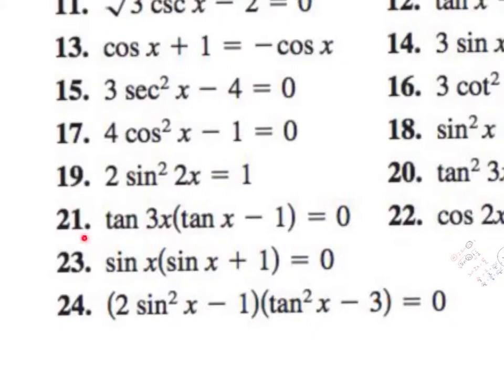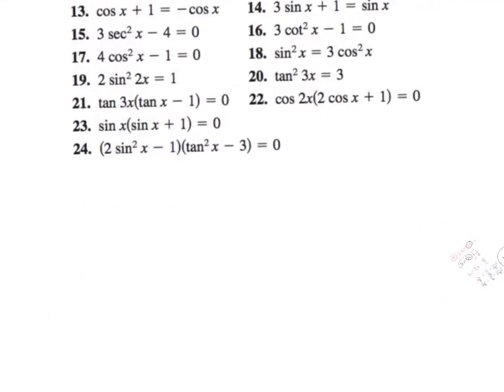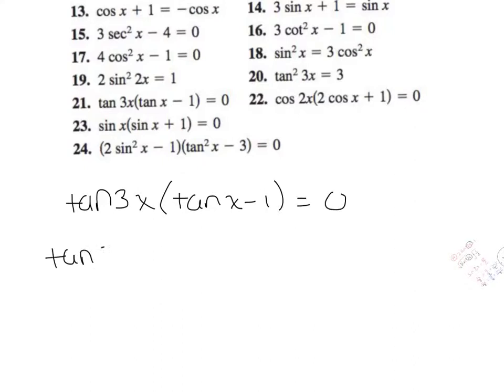When you get to a problem that looks like 21, this is already 2 factors. So if I already have this broken up into a factor times another factor, I can break them up and say that those equal 0. So if I'm looking at number 21, I have tan, and it's also multiple angles, so this is good practice for us. So tan of 3x equals 0, and tan x minus 1 equals 0. So now I have tan x equals 1.